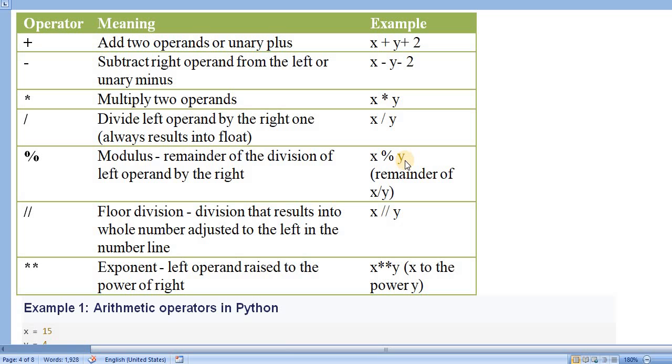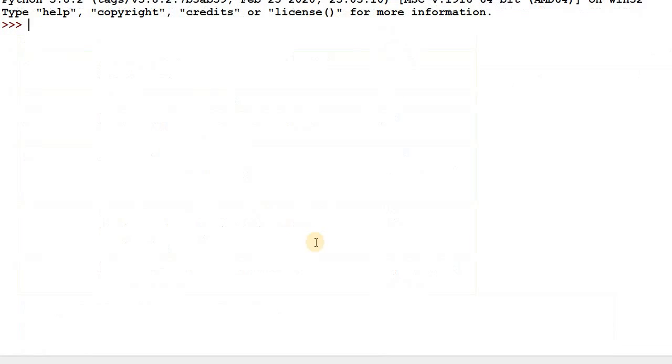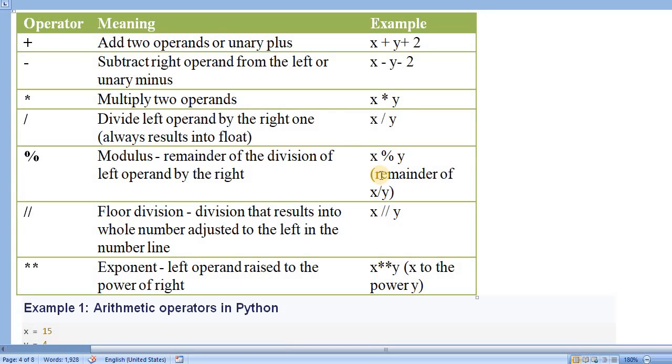I will give you an example. Suppose 5 modulus 3. When you divide 5 by 3, the quotient is 1 and the remainder is 2. So you will get the remainder 2. So this operator is used to find the remainder.